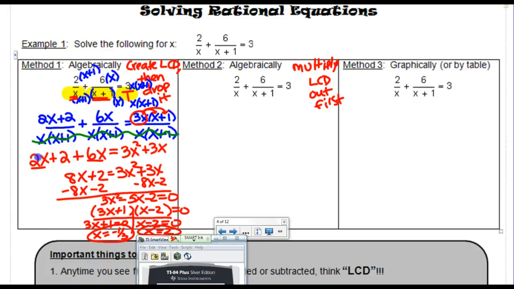All right, so now we're going to do it the other method, and this is the last time I'll do it both methods. We are going to, first off, instead of creating a common denominator, we're going to multiply the LCD out. And so we already discussed that the LCD is x times x plus 1. So for this algebraic approach, we're going to multiply x and x plus 1 all throughout each term.